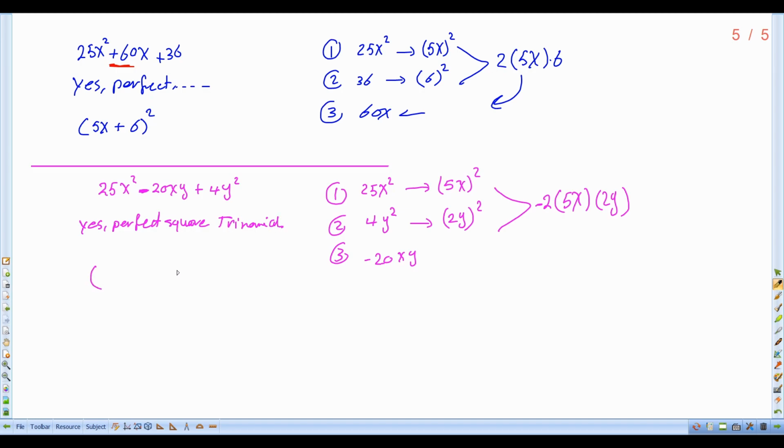So it directly is the square of a difference, because the middle term here is negative, between the square root of the first, which is 5x, and the square root of the third, which is 2y. And you can also check by getting the product and see if you have the right answer or not.